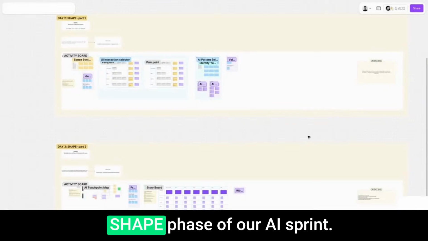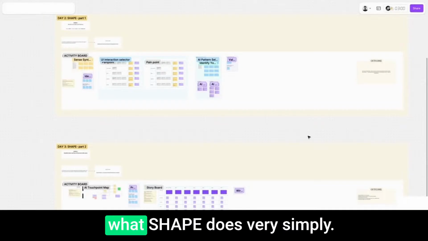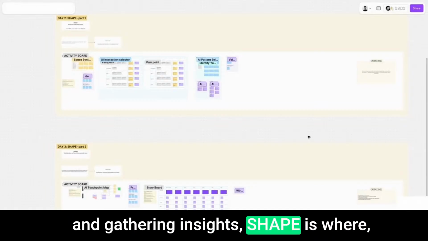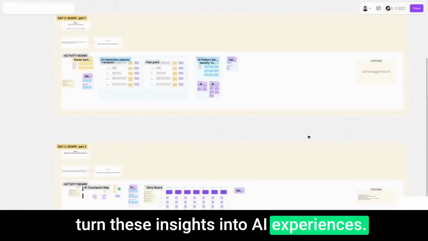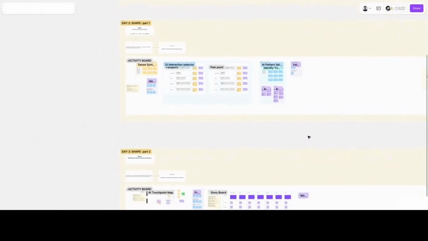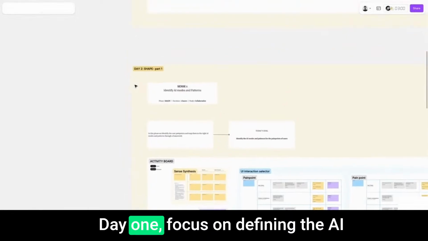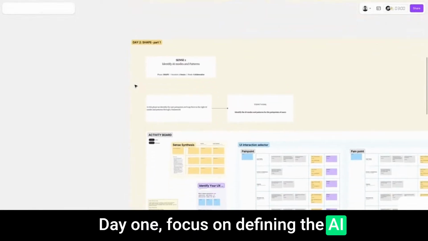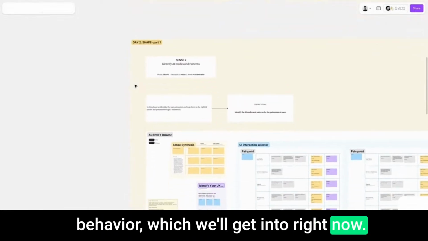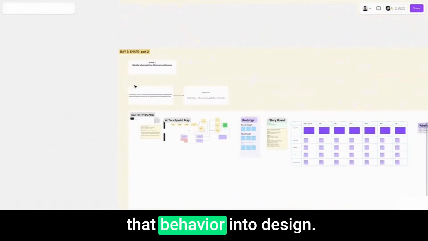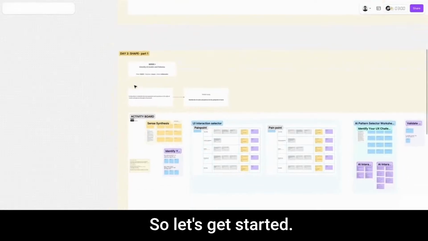I'll now take you through the shape phase of our AI sprint. Before we start, let's understand what shape does. Very simply, if sense is about understanding the problem and gathering insights, shape is where we turn these insights into AI experiences. The shape phase can be divided into 2 days. Day 1 focuses on defining the AI behavior, which we'll get into right now. And day 2 focuses on translating that behavior into design. So let's get started.